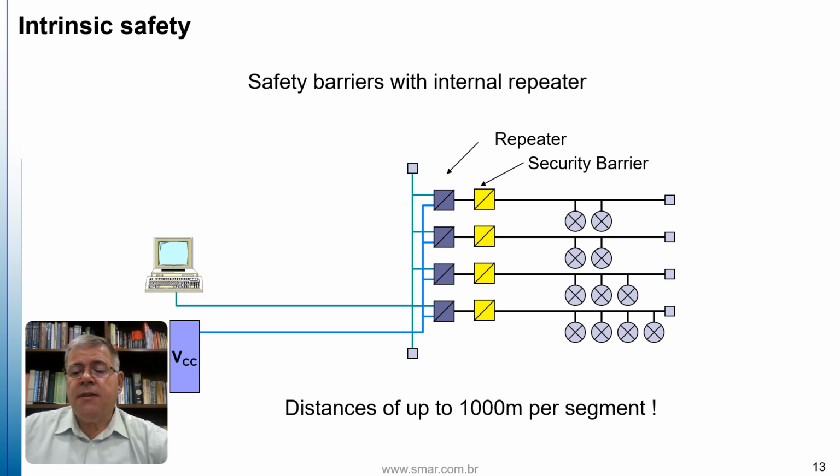In terms of intrinsic safety, we can have a safety barrier for each channel. If the DF48 CPU has 4 channels, we can implement 4 barriers. The distance can reach 1,000 meters per segment.